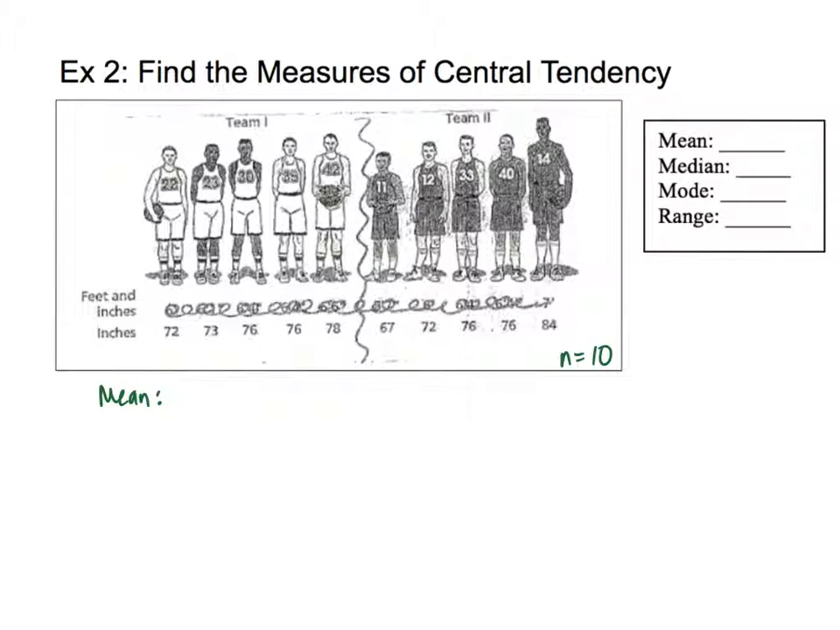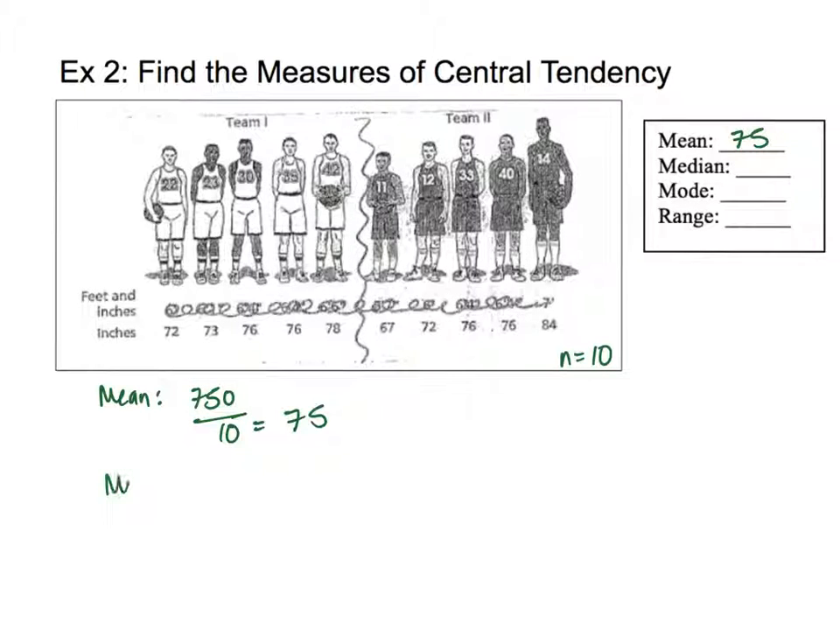So the mean, if I add up all their heights, let's see what I get here. Okay, so I got 750 for their total height, and I'm going to divide that by 10 to get 75. So it looks like the average height here, or the mean here, is 75 inches, which if you change that to feet, I believe that's about 6'3". So the average basketball player here in these two teams is about 6'3".